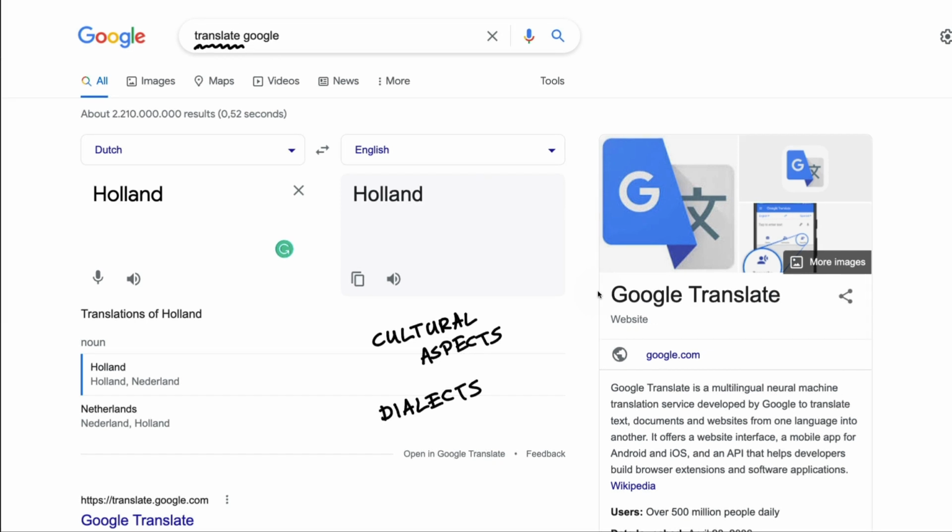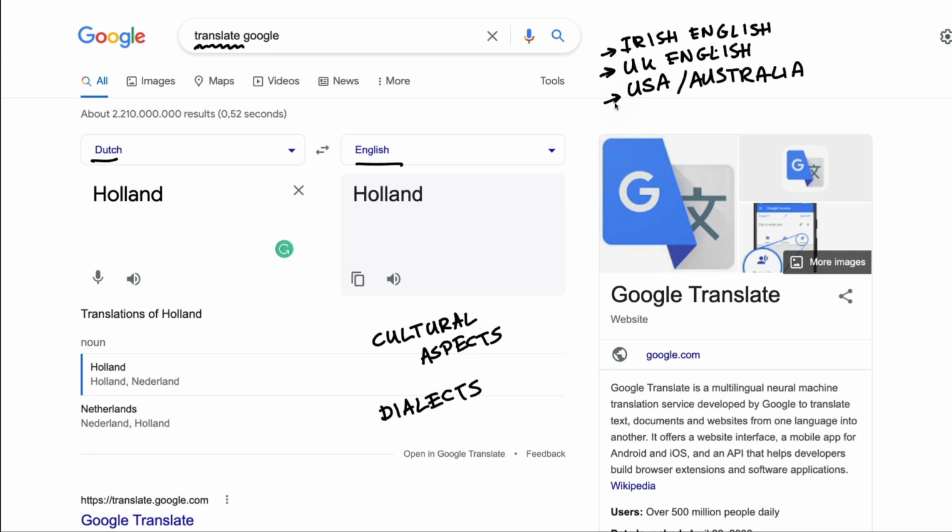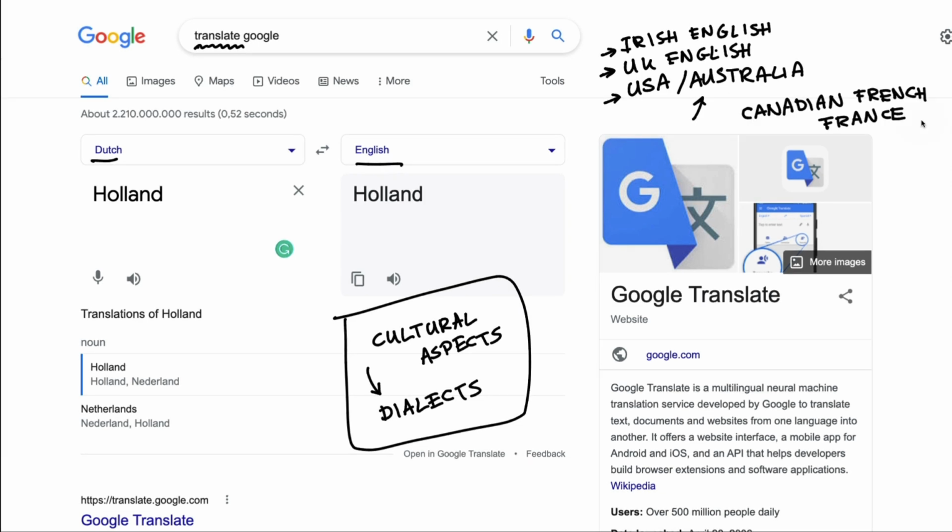And in this case, I am translating between Dutch and English, but you can imagine very similar problems when you think about Irish English, UK English, the English in the United States and Australia. Sure, you could argue that if we are making virtual assistants in all of these regions, that we are going to need an assistant that speaks English, but we should also be aware that English means different things depending on where you are, because there are many different cultural aspects, especially if they are related to dialects. And the same thing you could argue for perhaps Canadian French and the French that they speak in France.